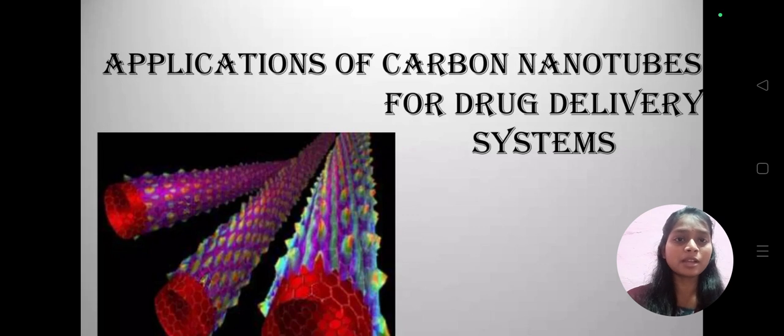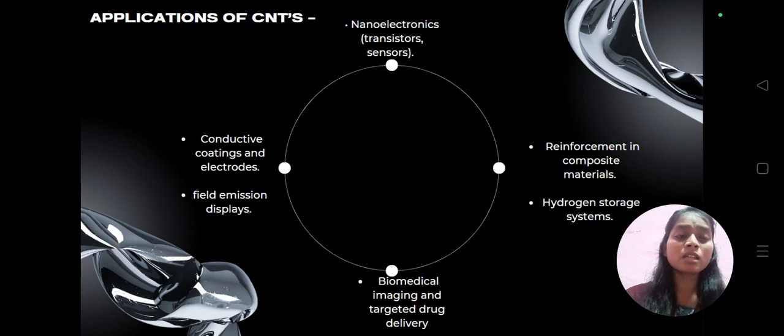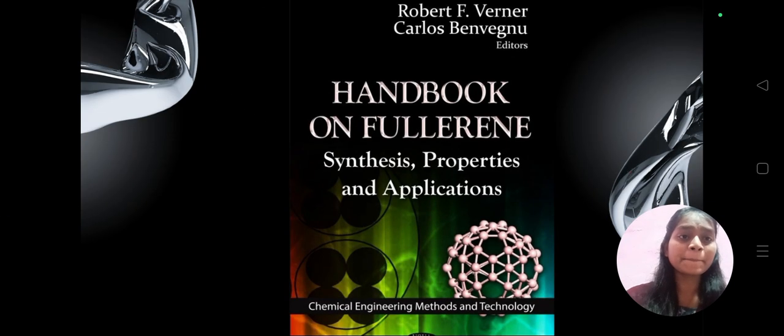Applications of carbon nanotubes. Let's see what the applications of carbon nanotubes are. The first one, nanoelectronics like transistors, sensors, conductive coatings and electrodes, field emission displays, biomedical imaging and targeted drug delivery, reinforcement in composite materials, and hydrogen storage systems.